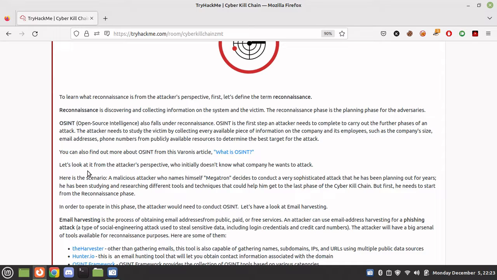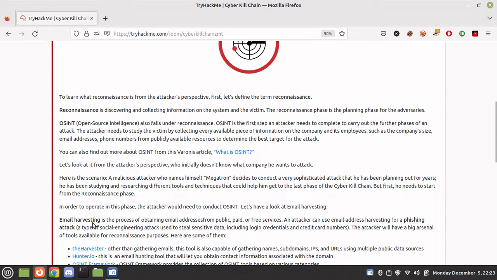Here's the scenario. A malicious attacker who named himself Megatron decided to conduct a very sophisticated attack that he has been planning out for years. He has been studying and researching different tools and techniques that could help him get to the last phase of the cyber kill chain. But first, he needs to start from the reconnaissance phase. Everything starts from information gathering. If you don't know information gathering, you don't know anything.